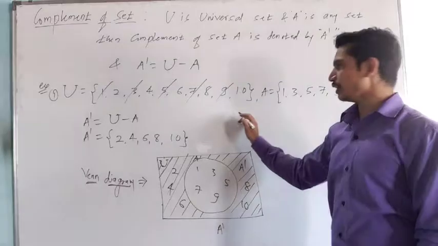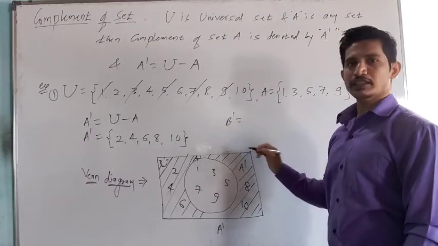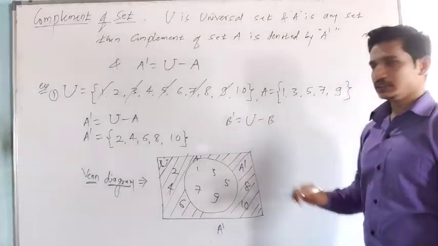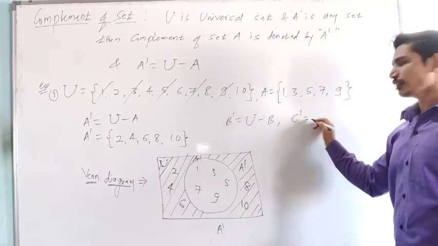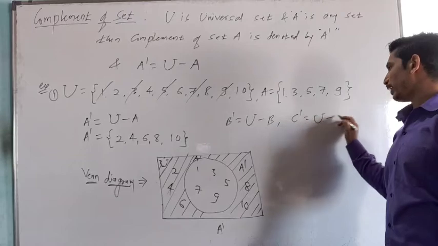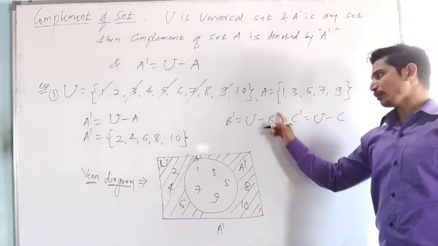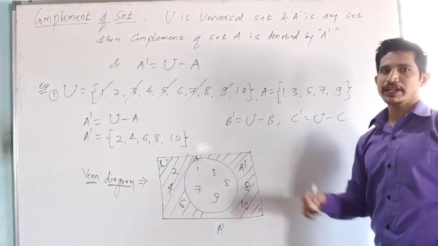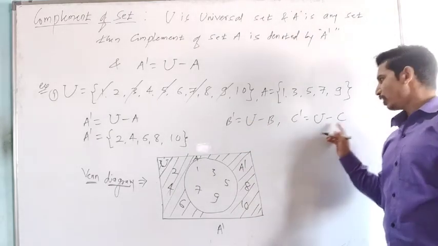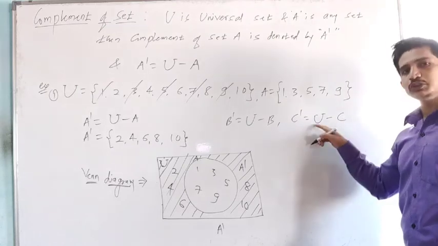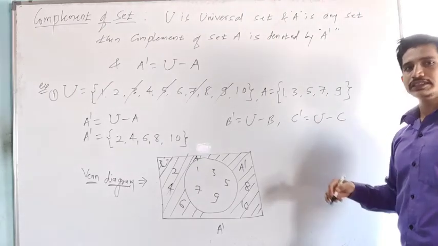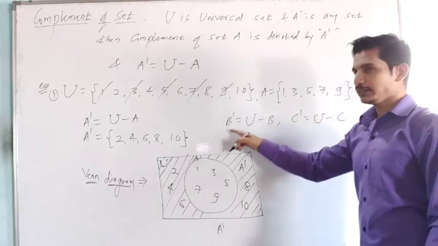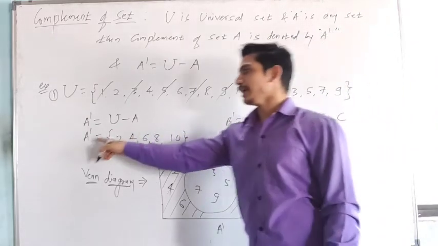Suppose you are finding B dash. Then the formula is U minus B. Suppose you are finding C dash, then it is U minus C. All the elements of B subtracted from U, the remaining elements are B dash, the complement of B. All the elements of C subtracted from U is called C dash, the complement of C. And A dash means the complement of A.